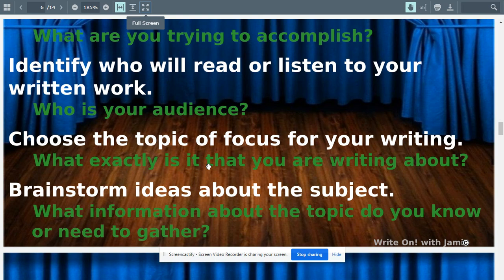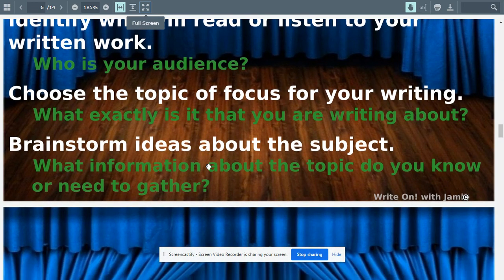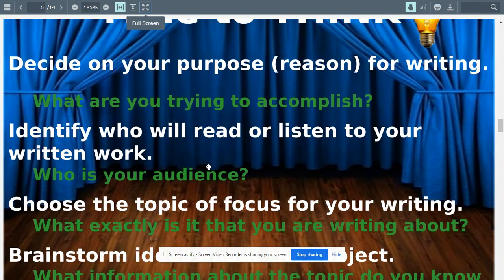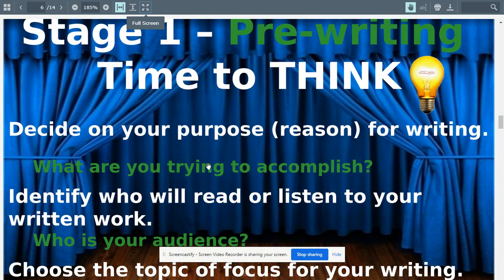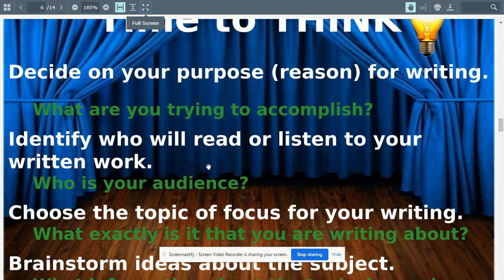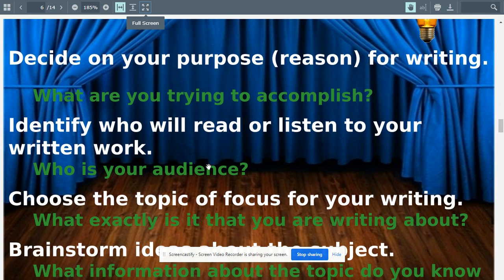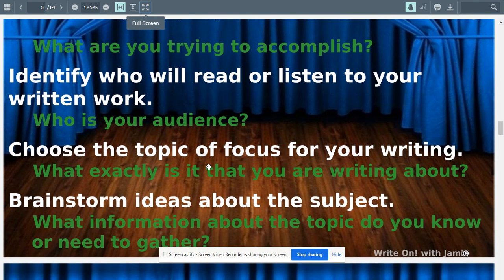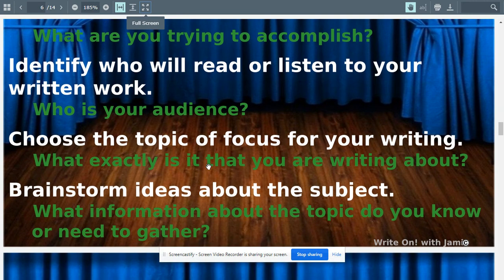All right. What can you ask to accomplish this goal? Or you can ask, what information about the topic do you know or need to gather? Sometimes your ideas are not all going to come from your head. Sometimes you're going to need to search for some information in an encyclopedia, online, or Google something to find out the things that you don't know about it.